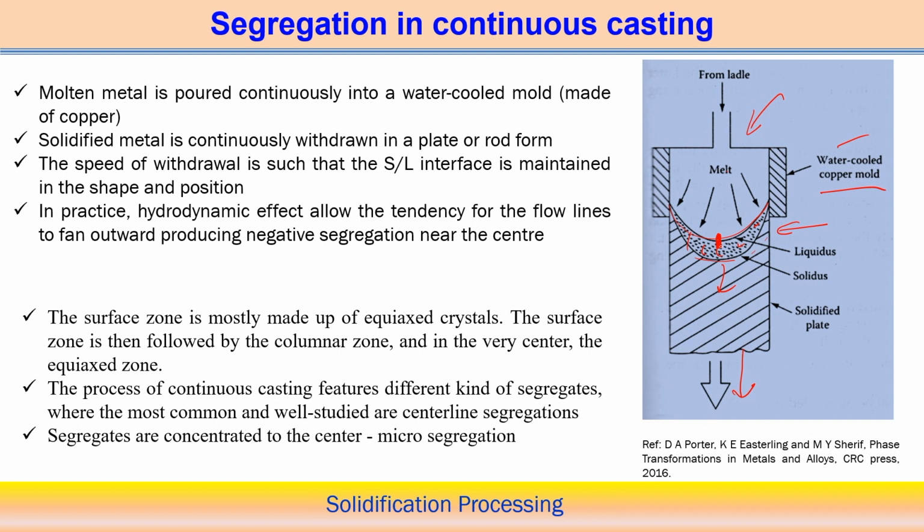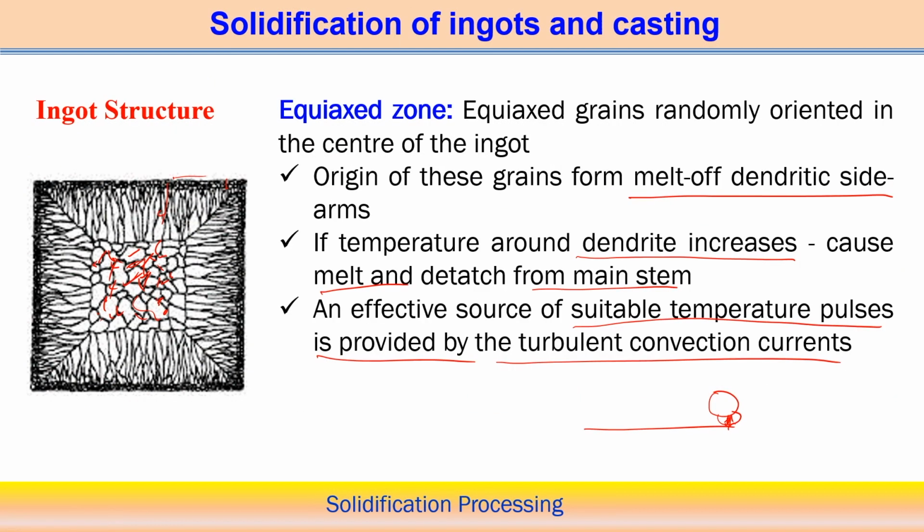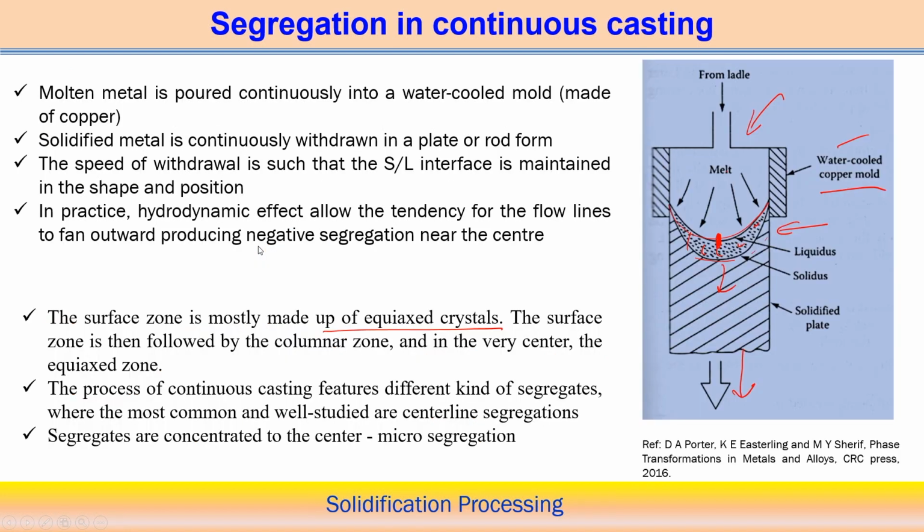So here, the surface zone is mostly made up of equiaxed crystals. In a similar way, the surface part is the equiaxed structure. The surface zone is then followed by the columnar zone, and in the very center the equiaxed zone. The similar kind of structure we observe here, with the equiaxed zone near the mold surface, then columnar, then the equiaxed zone. So, that is the typical structure even for the continuous casting process.